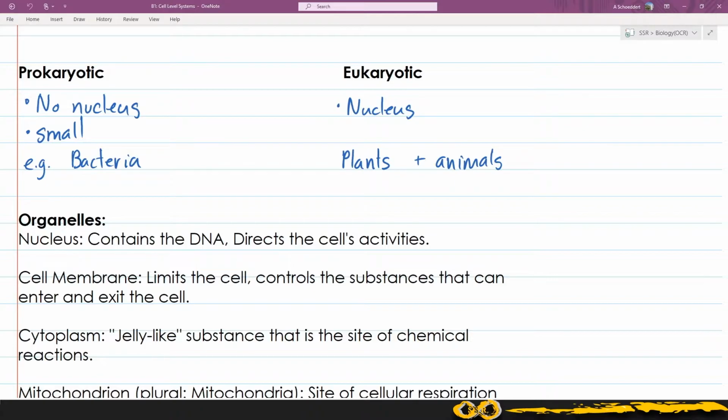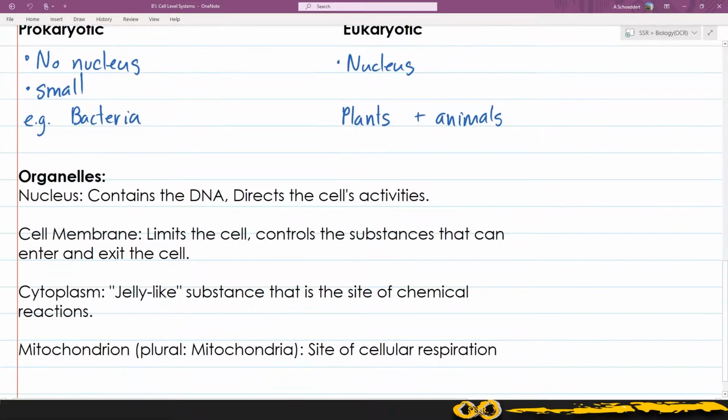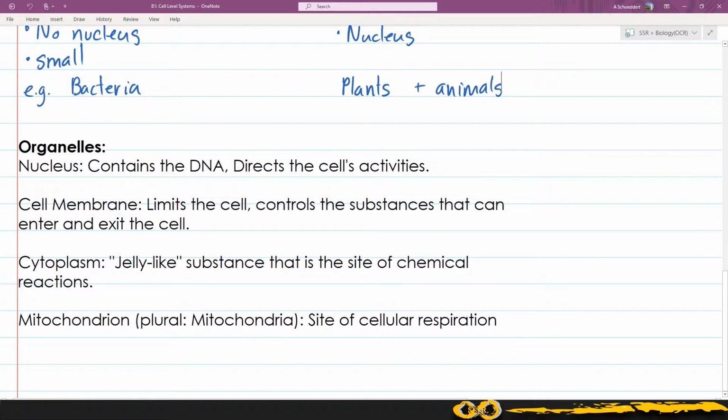Now that we know about those two types of cells, let's talk specifically about the organelles, or the subcellular structures that are critical to the function of the cell. You may have heard in some of the definitions of eukaryotic and prokaryotic that they talk about membrane-bound organelles, and they're specifically talking there about the nucleus and the mitochondria. So our nucleus is the site of the cell's activity control. It's where the DNA is contained.